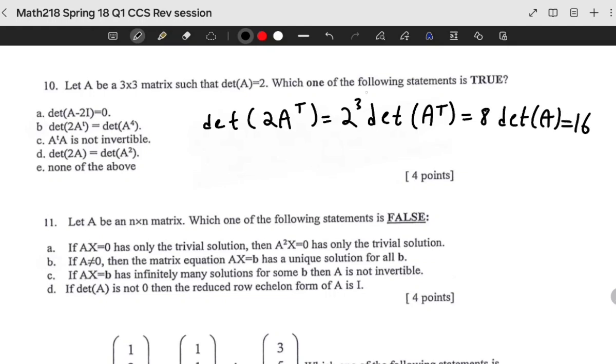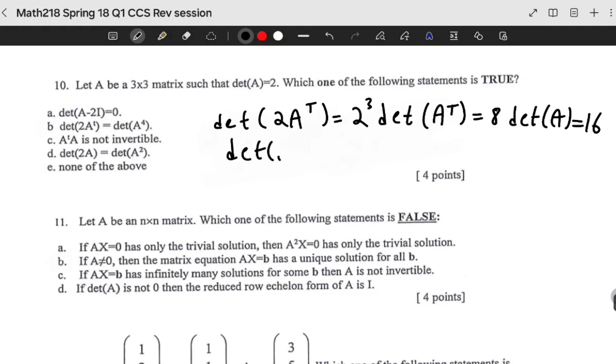And determinant of A to the power 4 is equal to determinant of A raised all to the power of 4, which is 2 to the power of 4, which is 16. So this is true. Now let's just go over the other options.